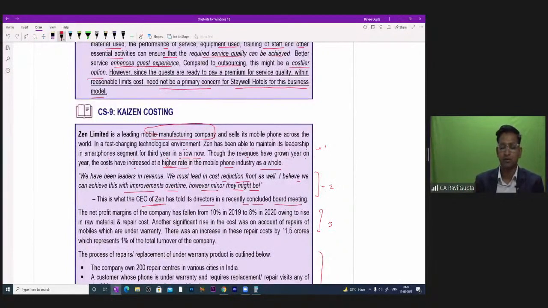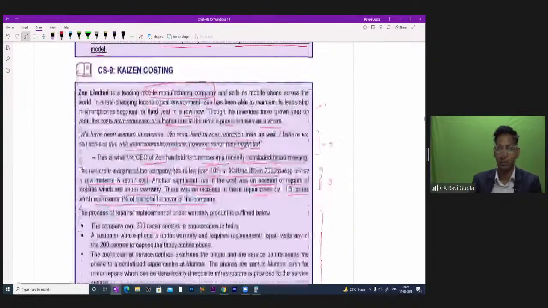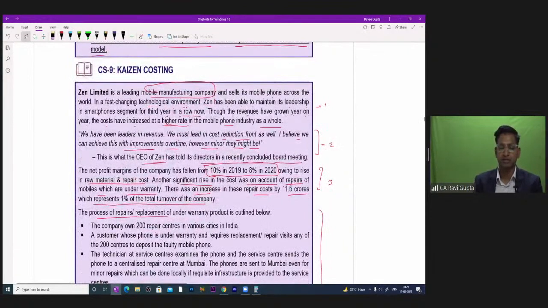The net profit margin of the company has fallen from 10% in 2019 to 8% in 2020. So their profit margin is reducing from 10% to 8%, owing to a rise in raw material and repair cost. Another significant rise in cost was on account of repair of mobiles which are under warranty. There was an increase in the repair cost by 1.5 crores, which represents 1% of the total turnover of the company. The process of the repair or replacement of under-warranty products is outlined below.